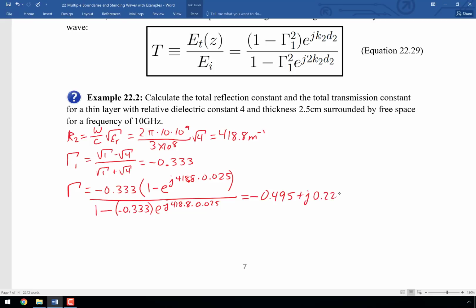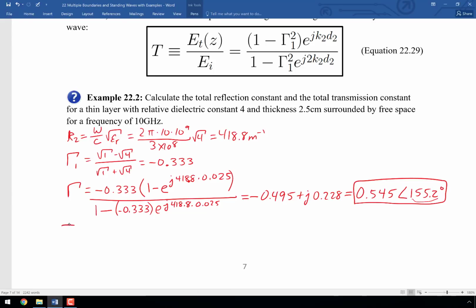And if you convert that into polar form, you get 0.545 at an angle of 155.2 degrees. And so that's the total reflection coefficient, and it is a complex number because the complex number there represents the phase. So 54.5% of the strength is reflected, but it has a total phase shift of 155 degrees. So it includes both the amplitude and the angle.